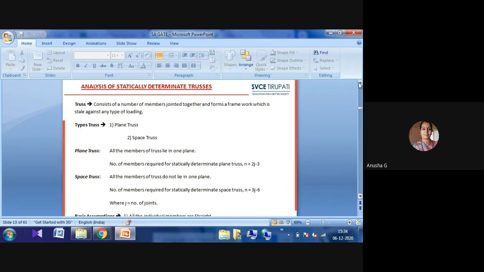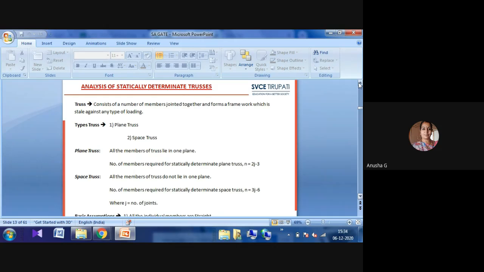The formula for the number of members required for a statically determinate space truss is n equals 3j minus 6, where j is nothing but the number of joints. This is the main difference between statically determinate and indeterminate structures for trusses. A truss is again divided into 2 types: one is the plane truss, another is the space truss.